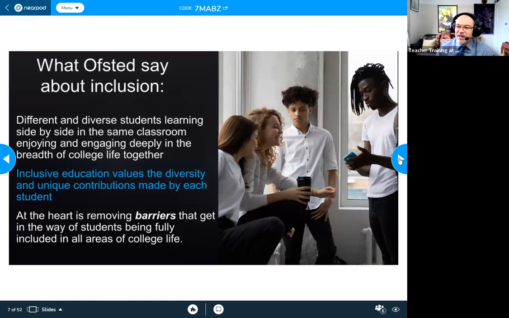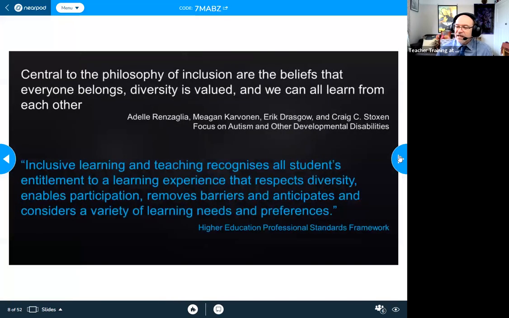But it's about engaging in the college life, which is one of the things that Ofsted looks at, valuing diversity and the contributions. And then the other one that I've emboldened and italicized is the removing barriers, because that is a theme that comes up in many people's definition of what inclusion is, the removal of barriers, things that get in the way of people achieving and learning. So this is from Ofsted. This is a couple of other comments there, one from a focus group and one from the HE Professional Standards Framework.